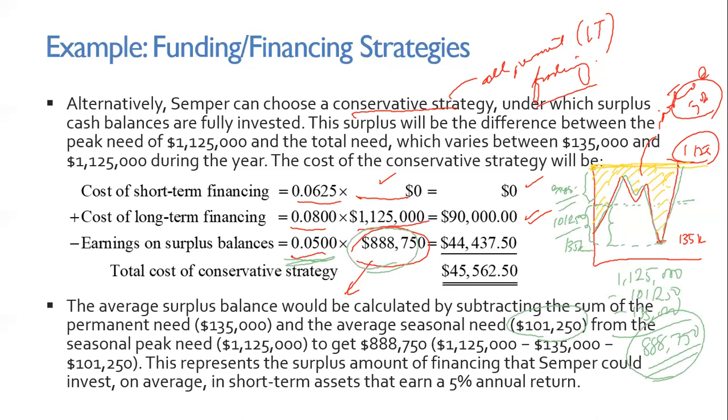Okay? And so that average excess balance will earn interest of 44,437.50. And if you get the difference, that net cost to you of a conservative strategy is 45,562.50. So it's more expensive to have a conservative strategy. However, doing a conservative strategy gives you the comfort of hindi ka mag-aalala na wala kang pera. May pera ka palagi, yun nga lang mahal, no? Because you have to pay for that long-term financing.